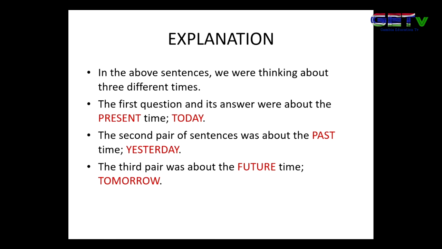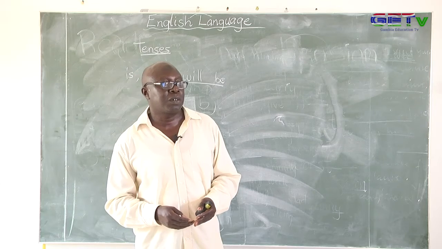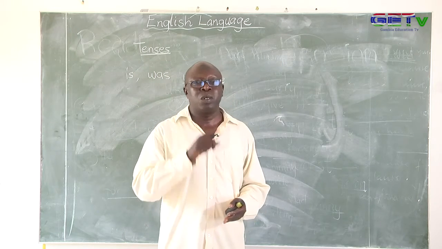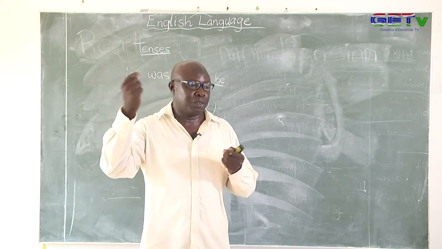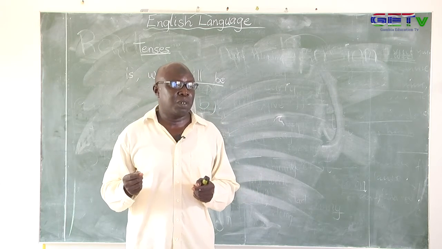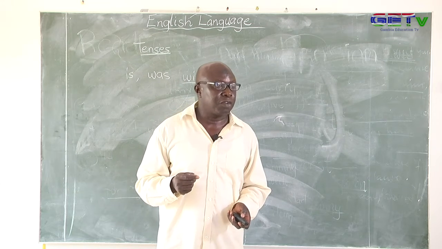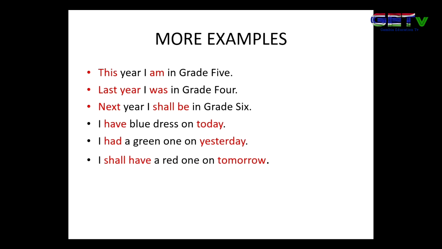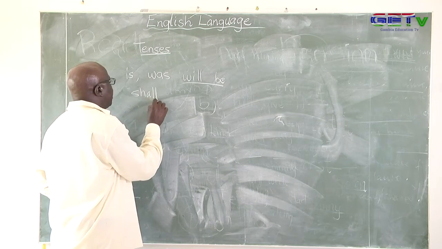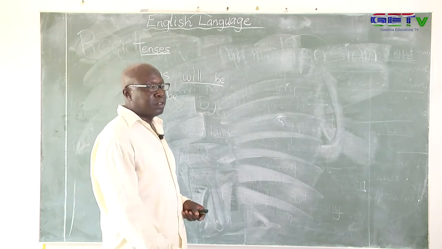Okay? Why are we doing all this? Because we are talking about verbs. We use verbs in sentences according to time, the time we speak. The time we speak is very important. Now let's look at this other example again. This year, I am in grade 5. Last year, I was in grade 4. Next year, I shall be in grade 6.